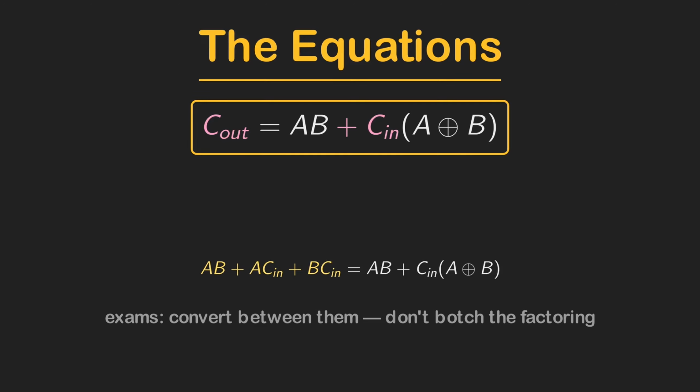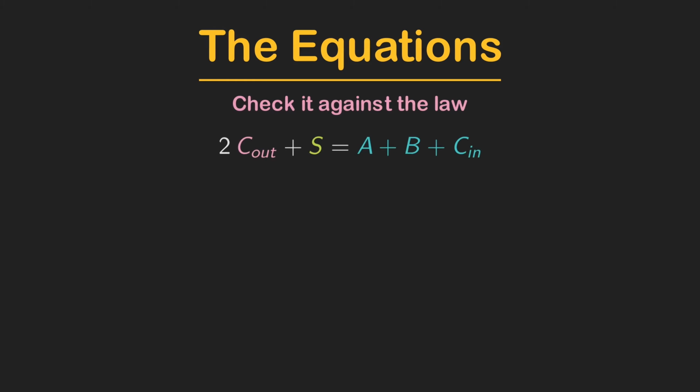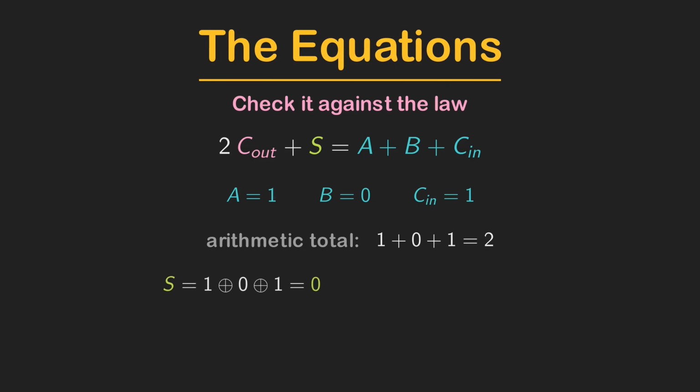Exams love asking you to convert between them, and the classic mistake is botching exactly that factoring step. You've now heard it done correctly. Always check your result with the law. Take the case 101. The arithmetic total is 2. The equations say sum is 1 XOR 0 XOR 1, which is 0. Carry-out is 1. 2 times 1 plus 0 is 2. Consistent. That 30-second checksum has saved many exam grades.